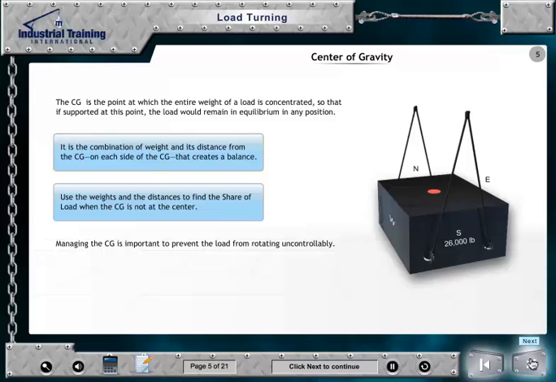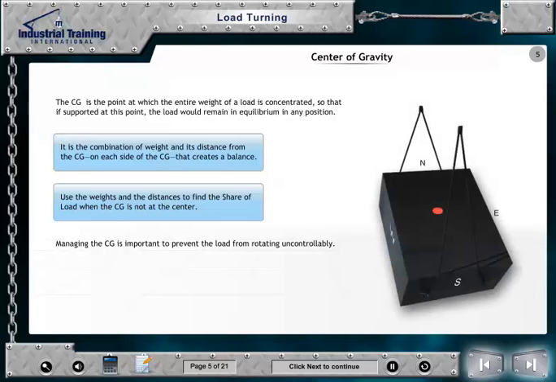The lift director, rigger, and the crane operator must plan and visualize the load being turned prior to the process being started. Once they're convinced that everything is ready, then they can make the lift. Rotating the load in the north-south direction will look like this. Now let's learn about determining the share of load.